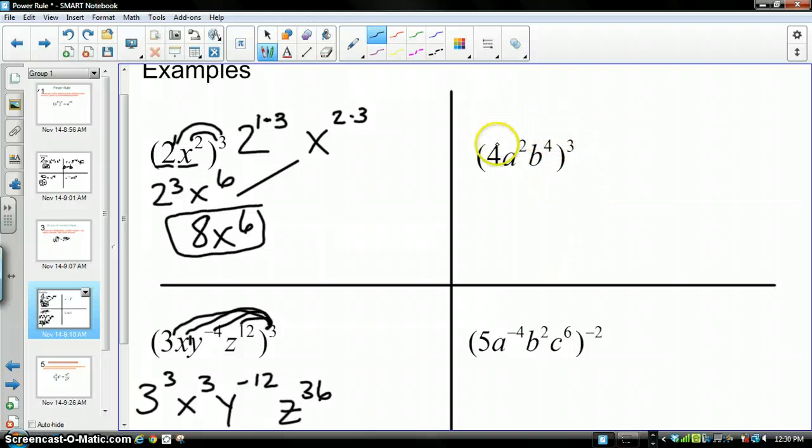So once again here, we need to distribute our 3 through everything. So we get 4 to the third, a to the 2 times 3, which is 6. And we get b to the 4 times 3, which is 12.